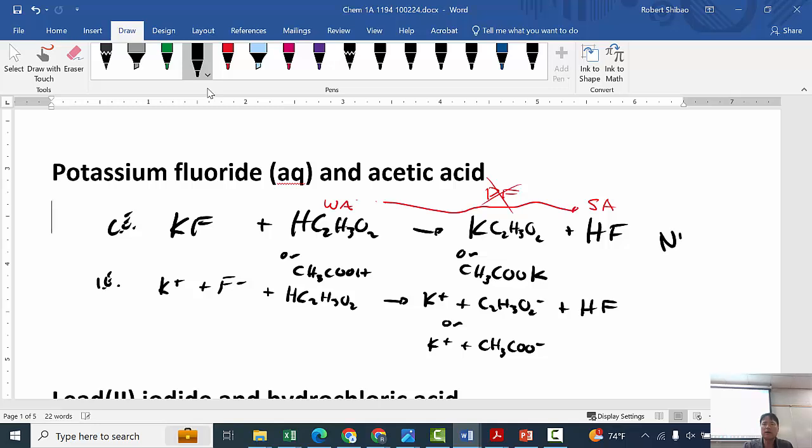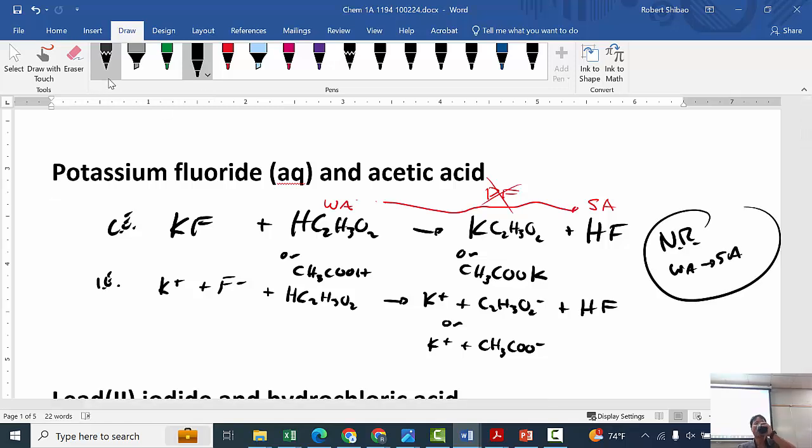But anyway, this is NR, weaker acid to stronger acid. You have to show me what the weaker acid is and what the stronger acid is. Sometimes people just write it on the side but don't point out which is which. You have to explain it.